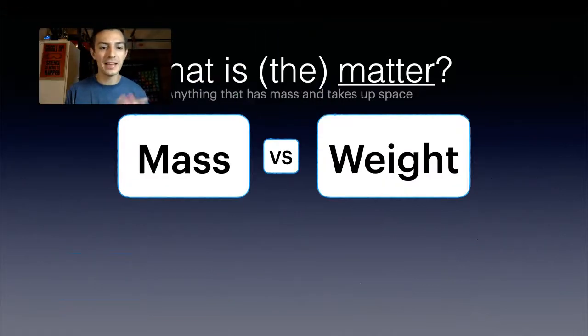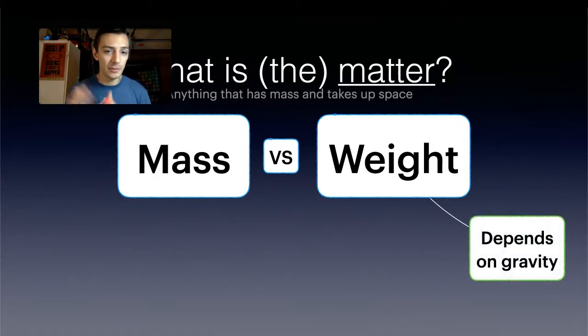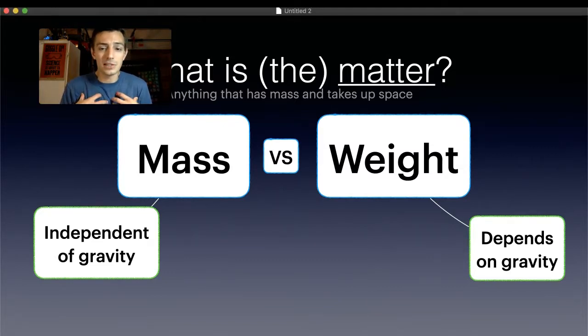So what's the difference between mass and weight? Weight is different because it depends on gravity. Where you are in the universe matters. Whereas mass is actually independent of gravity. It doesn't matter where you are, you will always have the same mass because it's the stuff that makes you up.